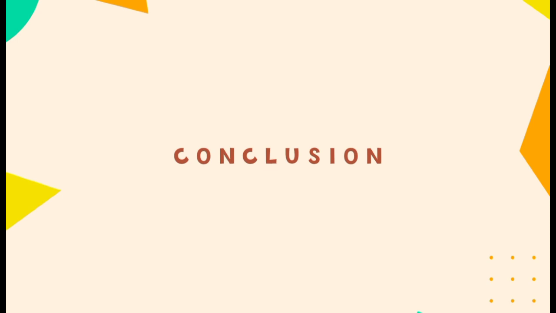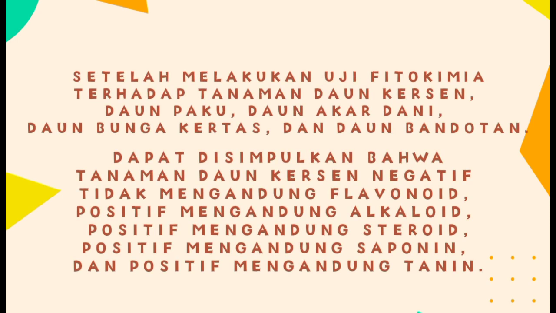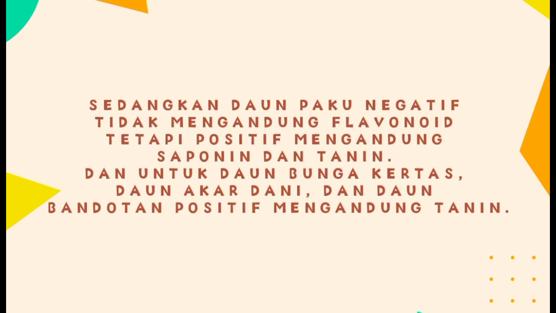The next is the conclusion. After carrying out phytochemical tests on cherry leaves, fern leaves, Dani root leaves, pepper flower leaves, and bandotan leaves, it can be concluded that the cherry leaf plant is negative, not containing flavonoids, positive containing alkaloids, positive containing steroids, positive containing saponins, and positive containing tannins, while the fern leaves are negative for flavonoids but positive for saponins and tannins.